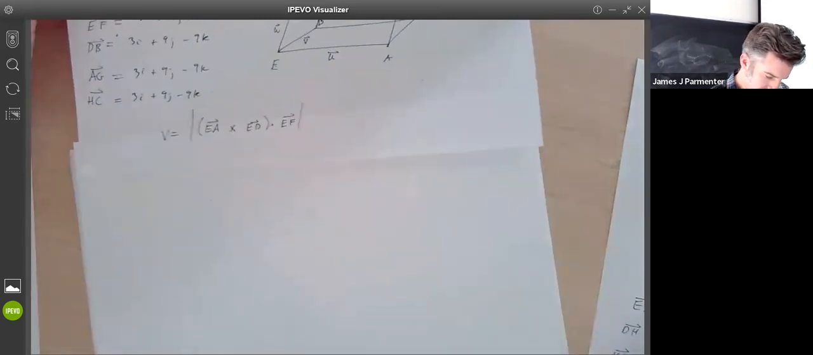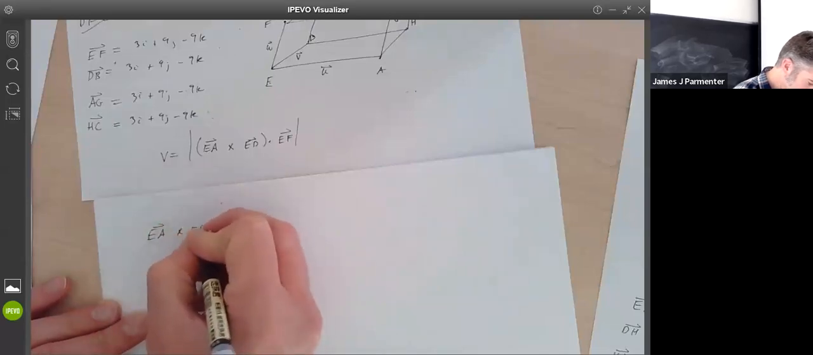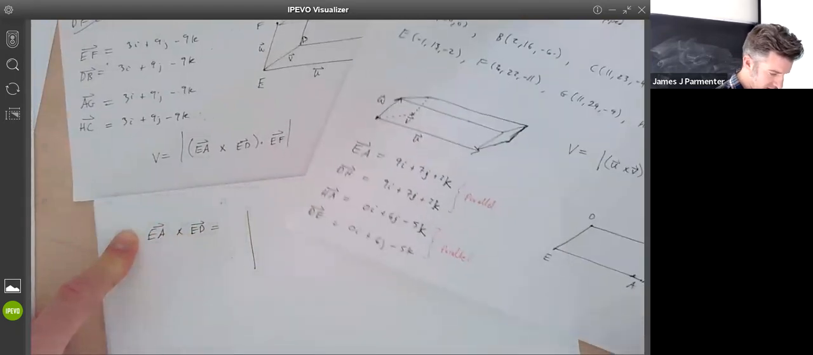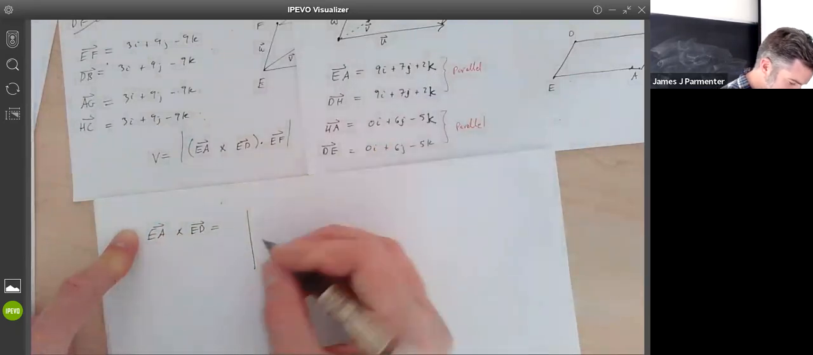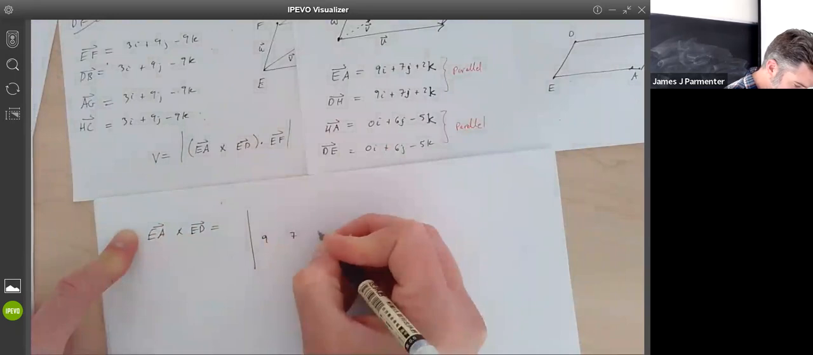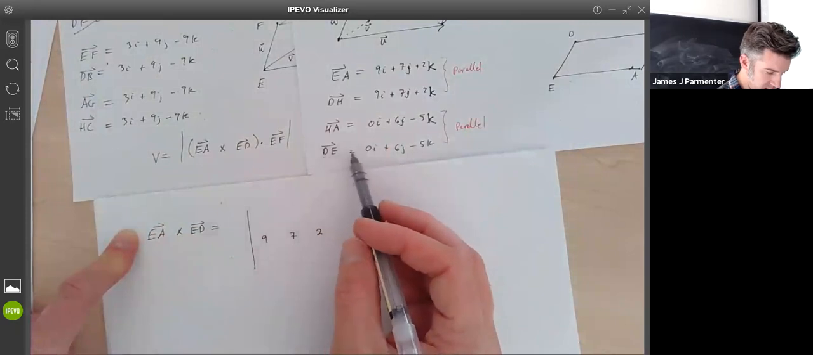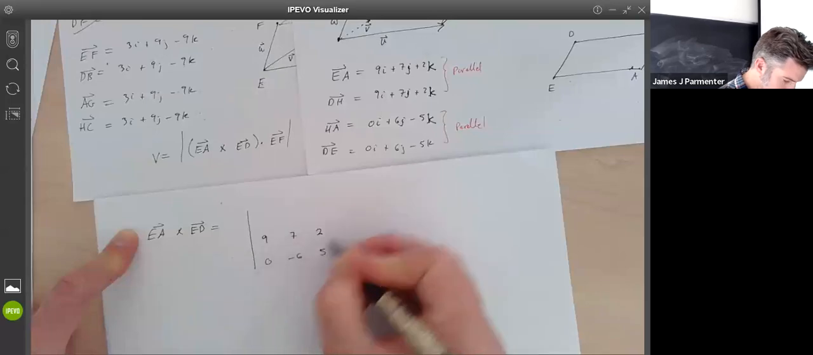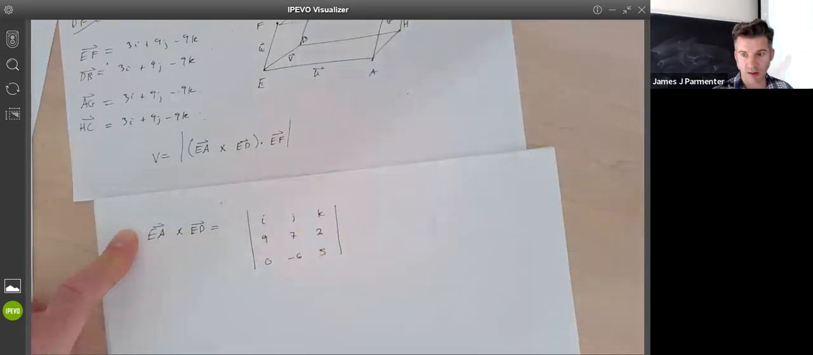So EA cross ED. That's going to equal, so let's see, EA is the vector 9I plus, sorry, let me so you can see all the things. I know it's a mess. So EA is the 9I plus 7J plus 2K. So 9, 7, 2. And ED, well, ED is the backwards vector for DE. So it's going to be 0 minus 6J plus 5K. And then, of course, we need the I, J, K at the top of this term that we're taking.